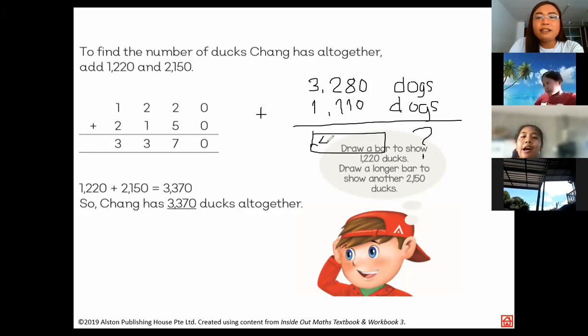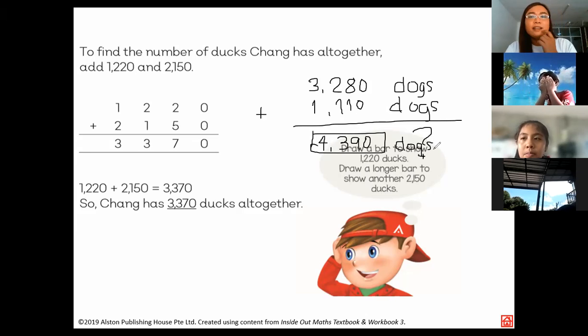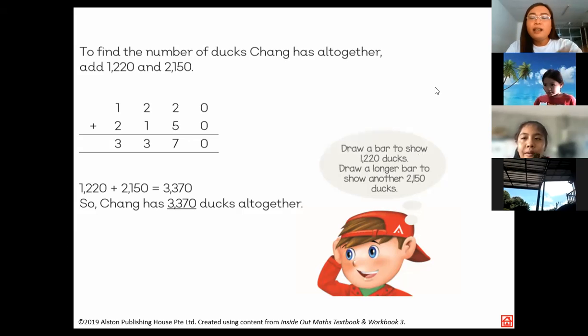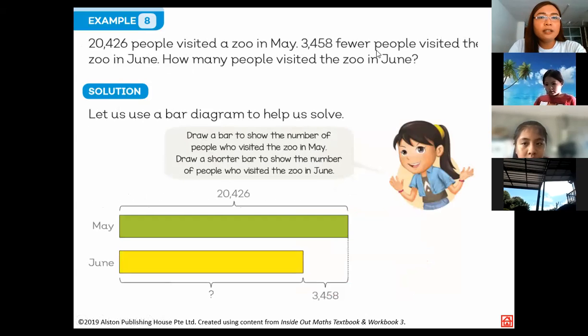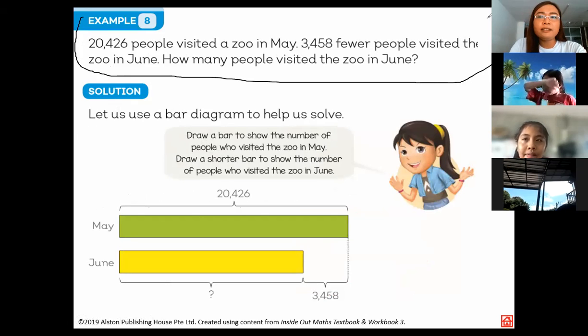Very good. The answer is 4,390 dogs altogether. Do you understand? Yes, I do. No, I don't. I do. Okay, very good. Now let's proceed to example number 8. Hushi, can you read example number 8, please?